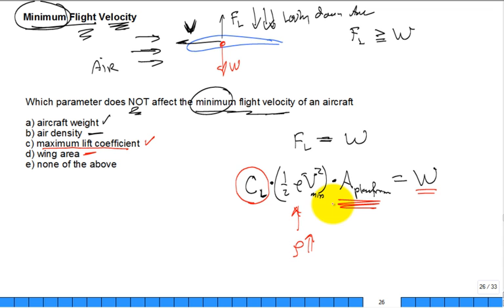So if you want to minimize the minimum flight velocity, then make this large and make the lift coefficient large. Well, you can't really control the density of the air. It's either you're taking off on a hot summer day or on a cold winter day, but it's not like you could reach out of the aircraft window with a spray can, some magic, and make the density of air a little higher. You're just stuck with the density of air, knowing that on a hot day you're going to have more trouble than on a cold day. So none of these, they all affect it.